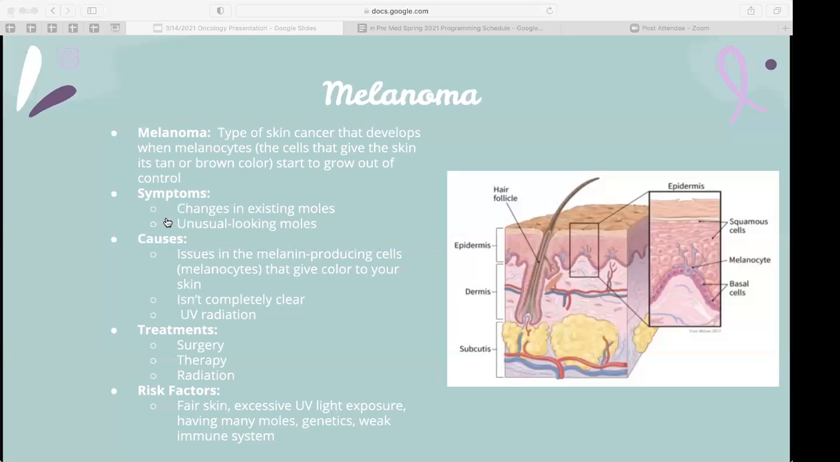Treatment for melanoma includes surgical removal, immunotherapy, targeted therapy, chemotherapy, and radiation. However, treatment choices depend on the stage of the disease, the location of the tumor, and your overall health. Factors that may increase the risk of melanoma include fair skin, excessive UV light exposure, having many moles, genetics, and a weak immune system.